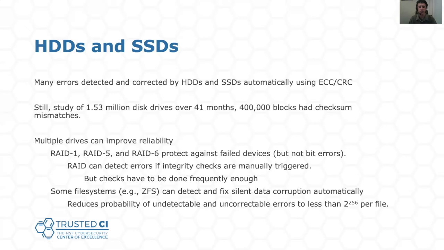By default, RAID 1, RAID 5, and RAID 6 and derivatives protect against failed devices, but not bit errors, by allowing for a certain number of failed devices before data loss. RAID can be used to detect errors as well as manually triggering integrity checks or rebuilds. RAID 5 and RAID 6 can fix errors in addition to detecting them through the same process.